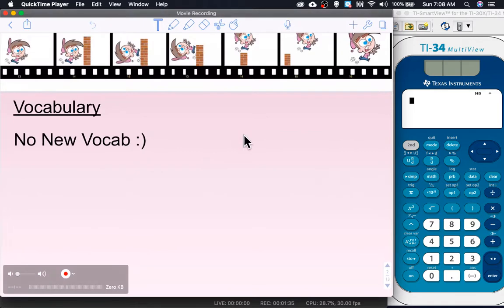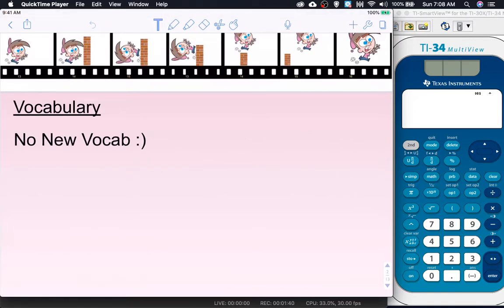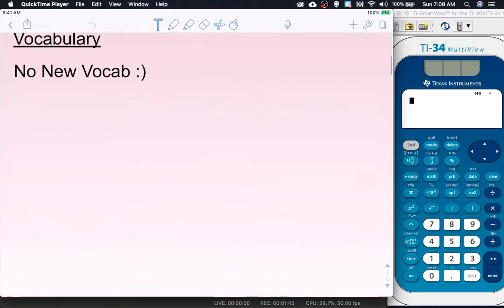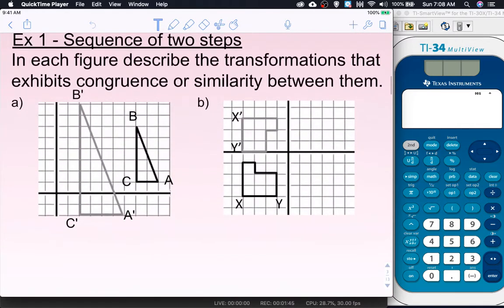As I said, in the last lesson we had like 8 vocabulary words. Now there's none. There won't be any for a while, so we're just going to reuse those same words. So let's get to it.